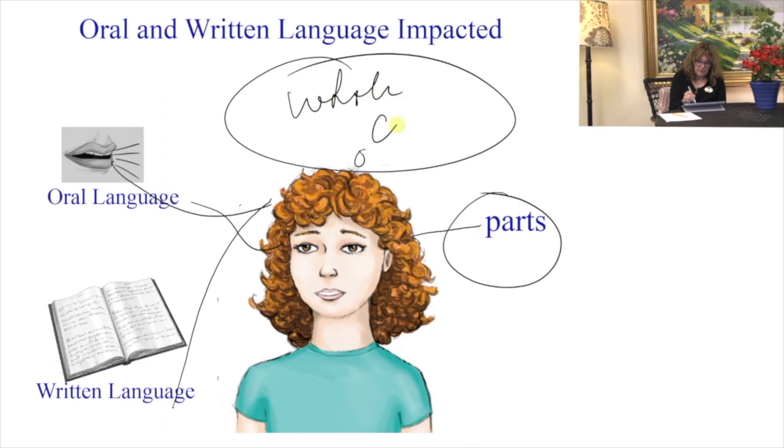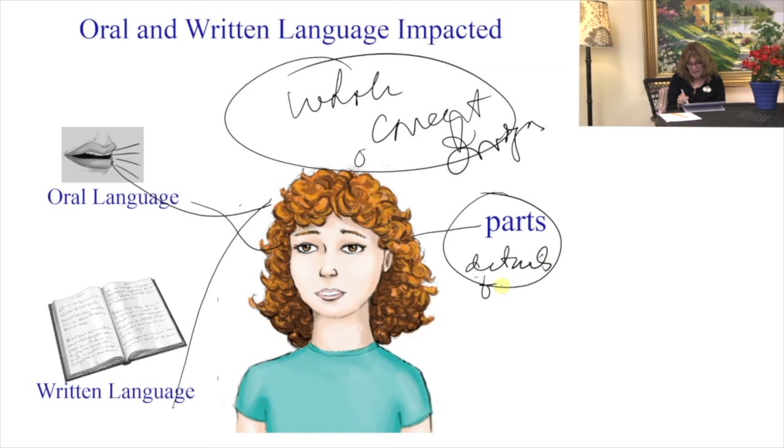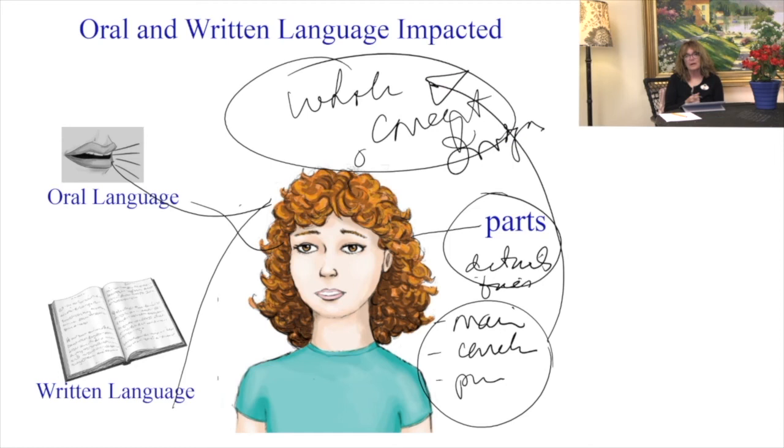Now, if she's only grasping parts, that means that she's going to remember a few details, a few facts, but what she'll have difficulty with is main idea, conclusions, predictions, because all of those higher order thinking skills require the ability to grasp the whole.